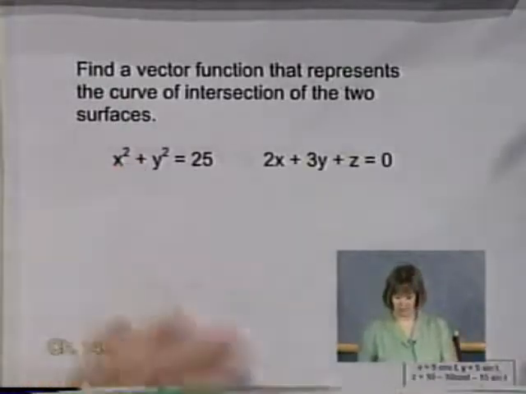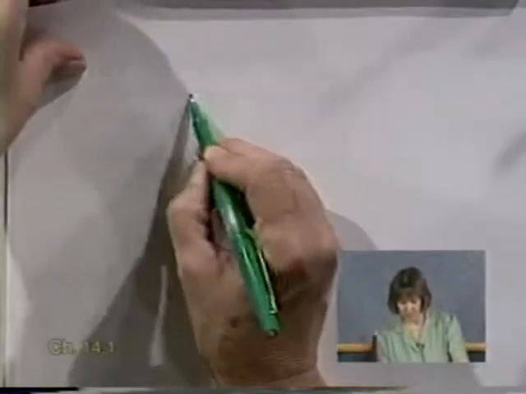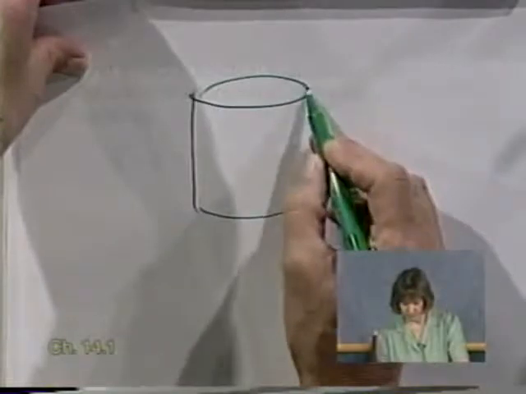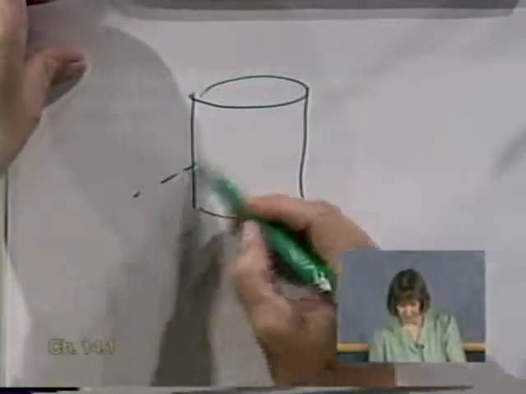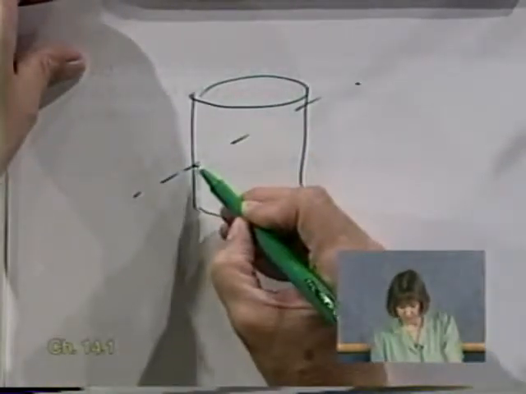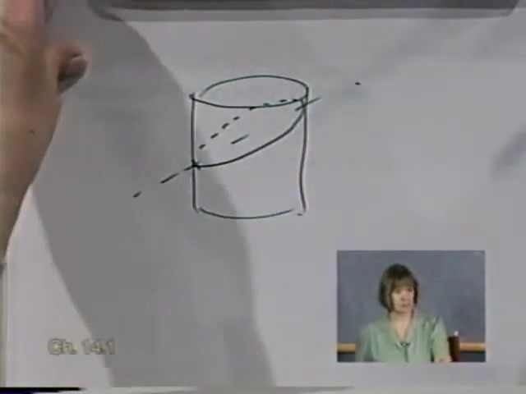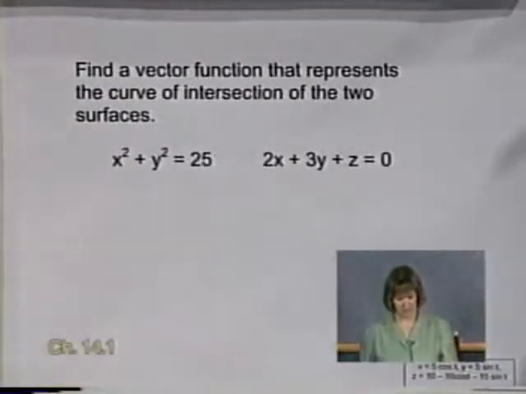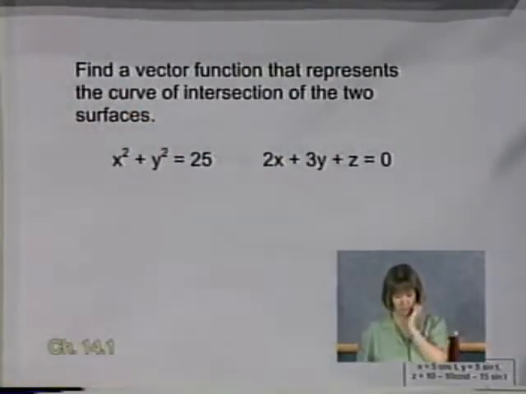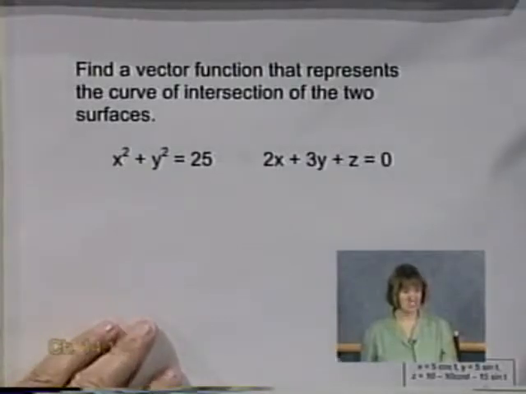Think about if you've got a cylinder and you've got some plane coming down and slicing it, most likely it's going to be like an ellipse, okay? But we have to come up with a vector representation. Now you look at this and you think, wow, this is really tough. I don't think I can do this. Well, let me show you how you can do it. It's not hard at all.